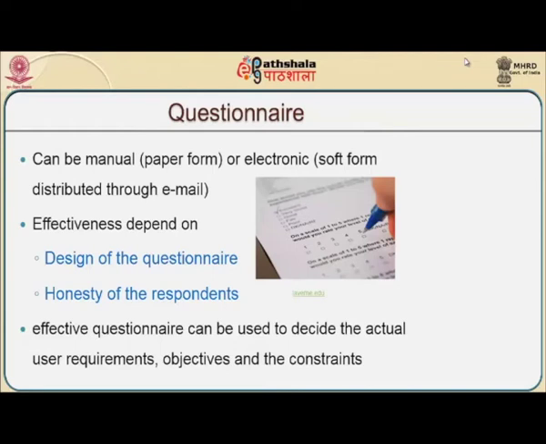Honesty is of utmost importance. If you are likely to put forth a result on different universities in terms of ranking, there can be a list of questionnaires which the university's higher authorities will be able to respond to. So this questionnaire with a list of answers put forth by the committee will be placed, and an honest response would help in preparing the questionnaire or achieving it in an effective manner. So an effective questionnaire can be used to decide the actual user requirements, objectives, and a list of constraints.